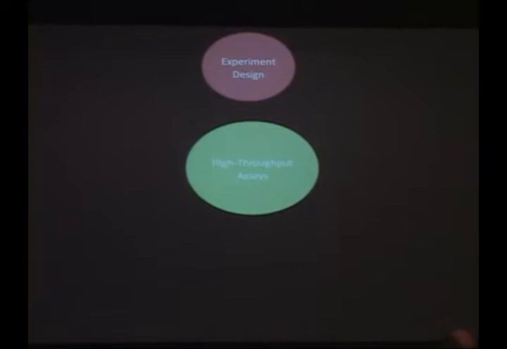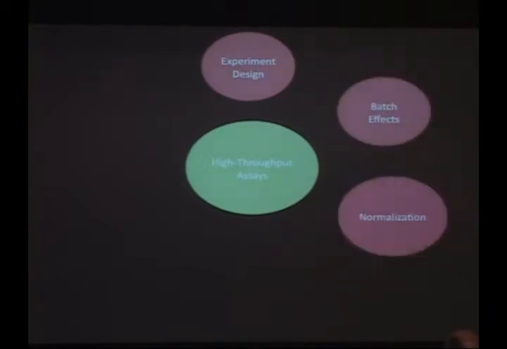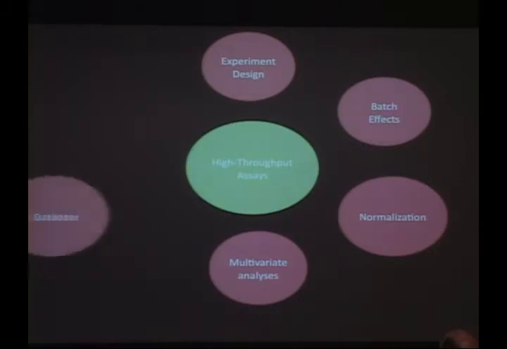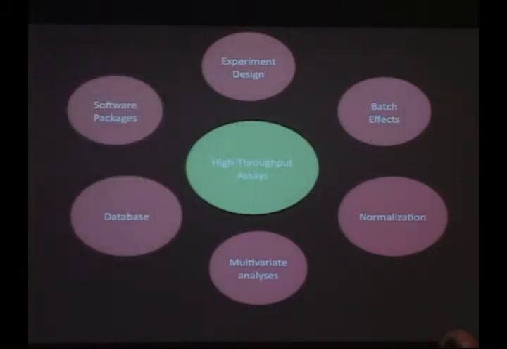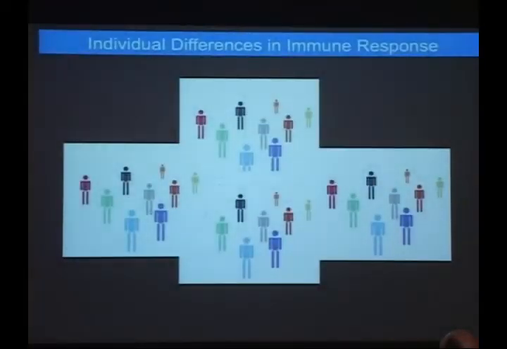We have high throughput assays. It could be gene expression, cytokine or protein expression, cell phenotyping. These are called high throughput assays. I'll begin with the experimental design, which is very, very crucial, and then the batch effects, normalization, multivariate analysis, database, and software packages. So I'll touch on these points during my talk.